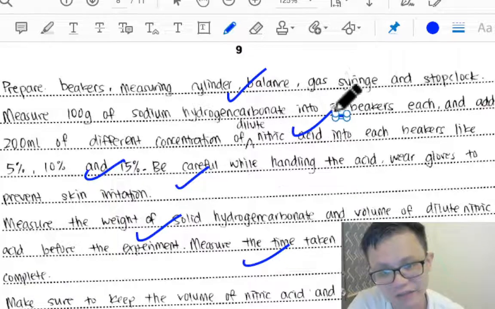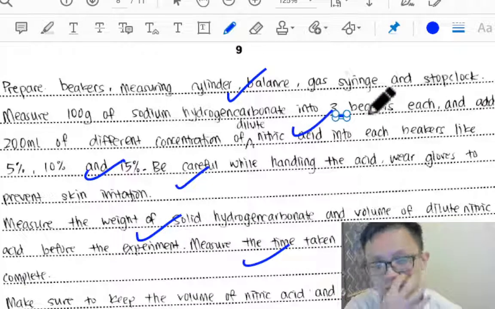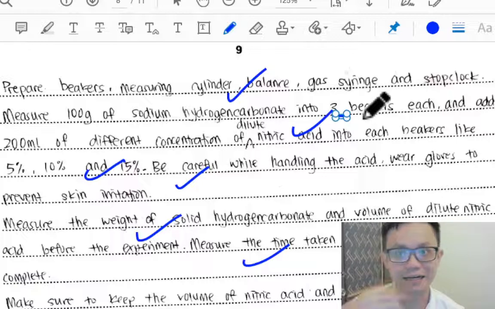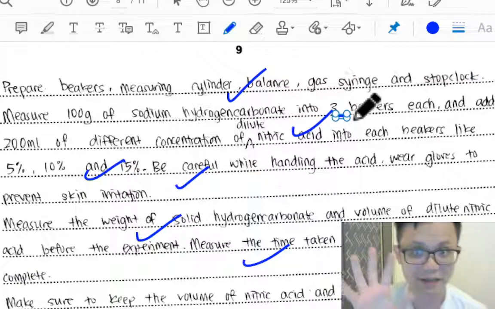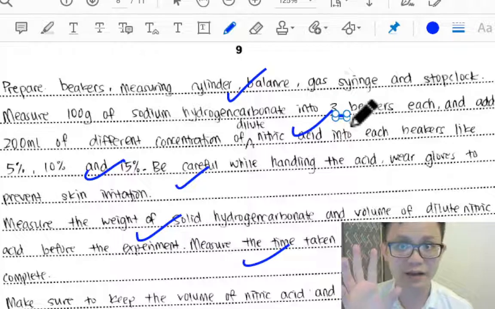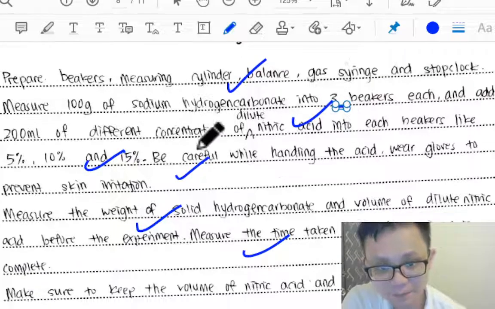So I think 5 is better. But anyway, I still give it correct because it is correct, okay? Again, I say 5 not because I like to say 5, but because some exam schemes say 1 to 5 to spot anomalous results. So it's up to you. 3 beakers each, you still get the mark.